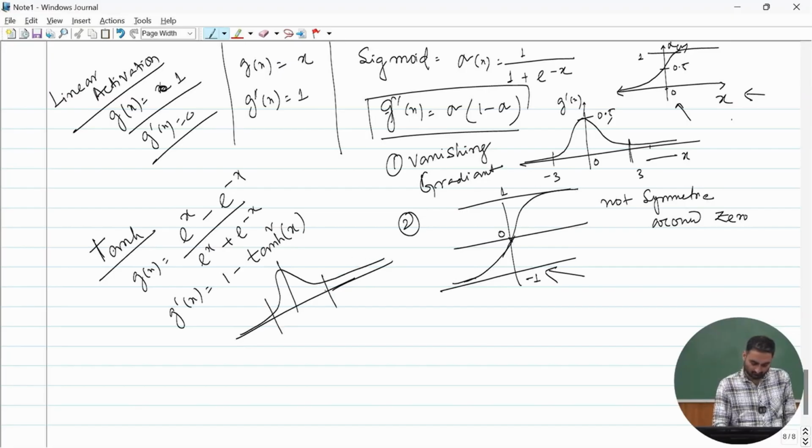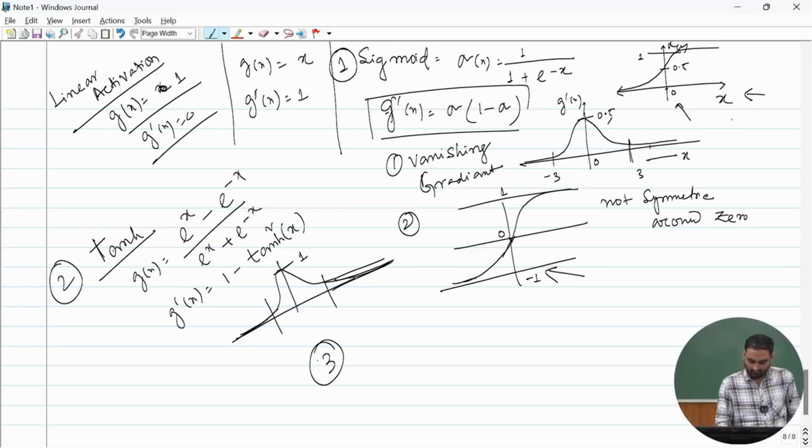Okay, this is 1. After a certain threshold, the value tends to be very, very small. Tends to become very small. So the same vanishing gradient problem may occur. Meanwhile, people also started using, so this is 1, this is 2.